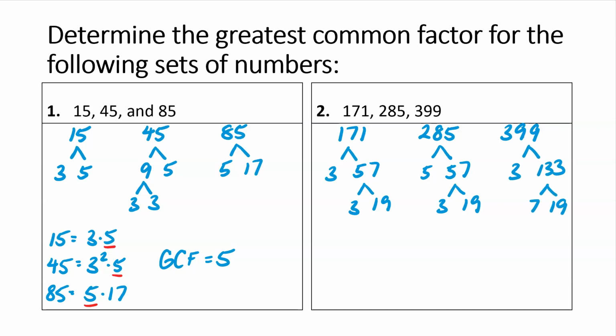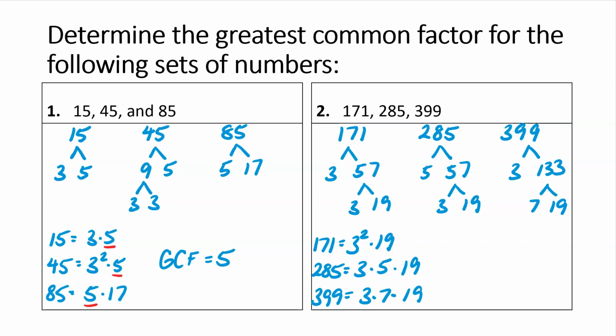Listing the prime factors of each number, 171 is 3 squared times 19, 285 is 3 times 5 times 19, and 399 is 3 times 7 times 19. Comparing all the factors, each has 1 3 and each has 1 19, so the greatest common factor equals 3 times 19, which is 57.